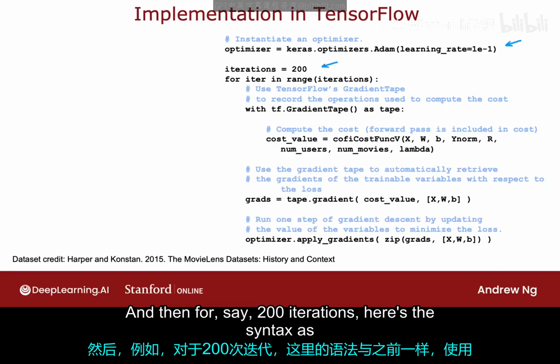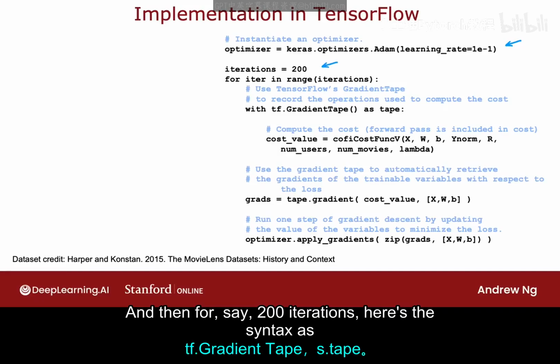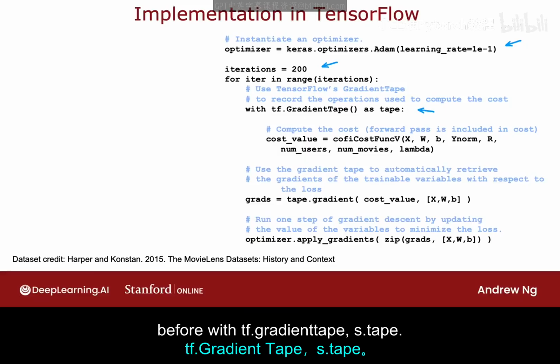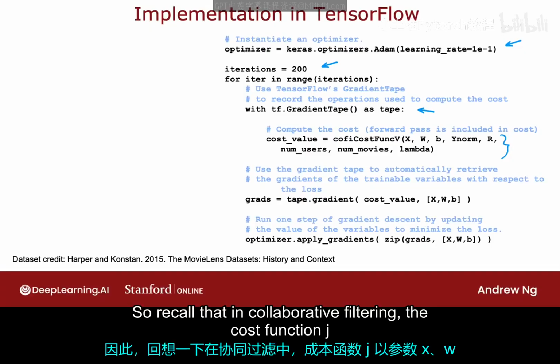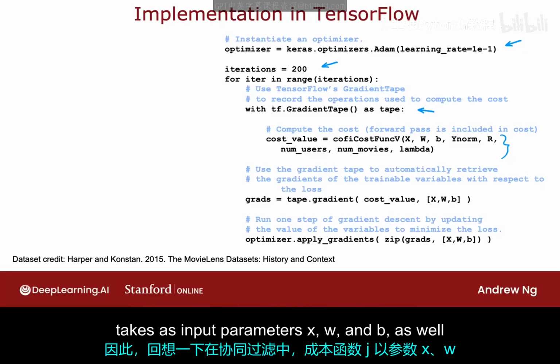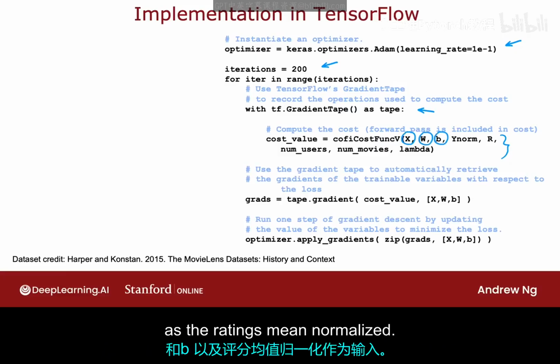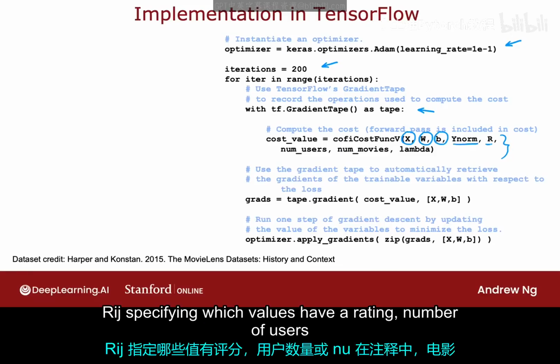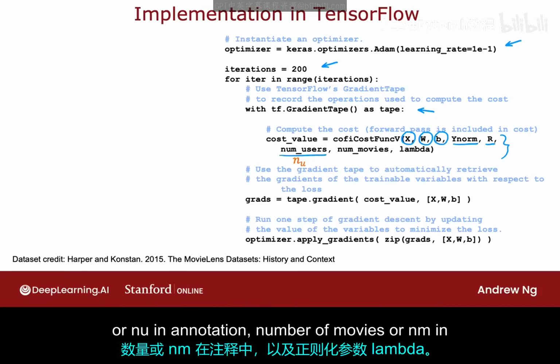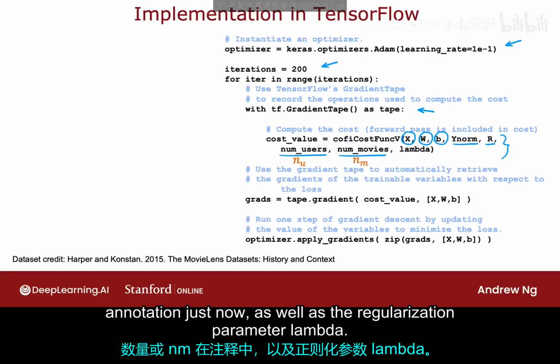And then for, say, 200 iterations, here's the syntax as before. With tf.GradientTape as tape, you need to provide code to compute the value of the cost function J. So recall that in collaborative filtering, the cost function J takes as input parameters X, W, and B, as well as the ratings mean normalized. So that's why I'm writing Ynorm. R(i,j) specifying which values have a rating, number of users, or nu in our notation, number of movies, or nm in our notation, as well as the regularization parameter lambda.